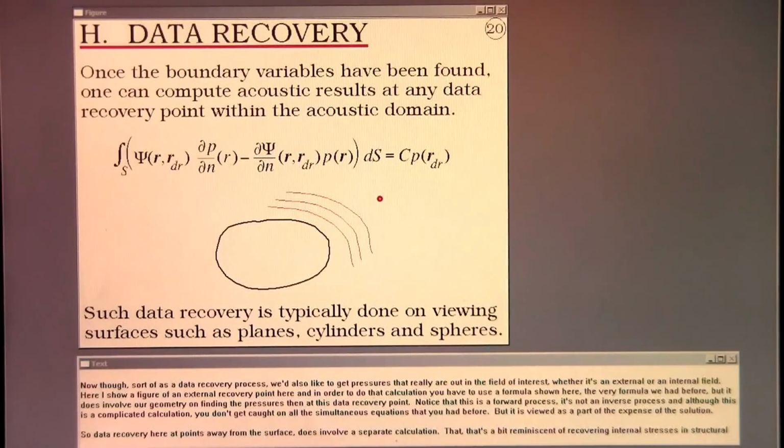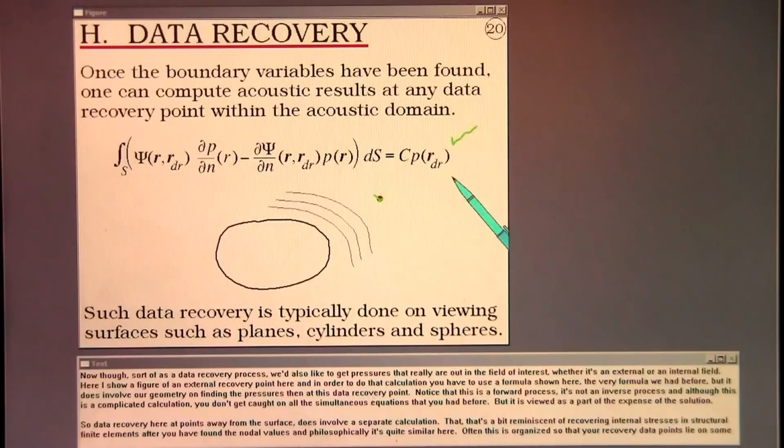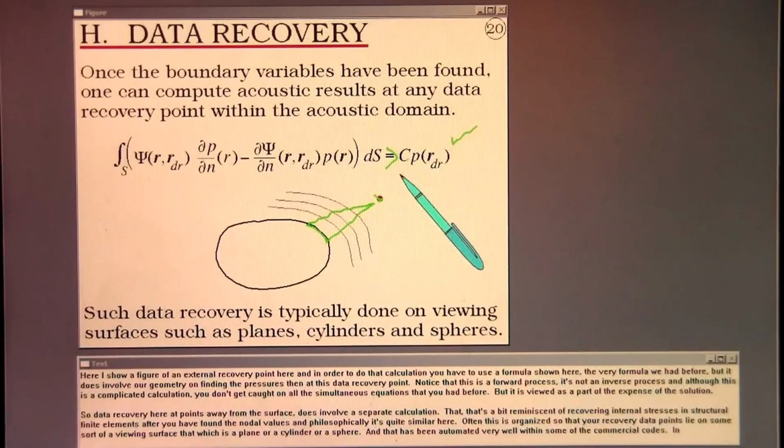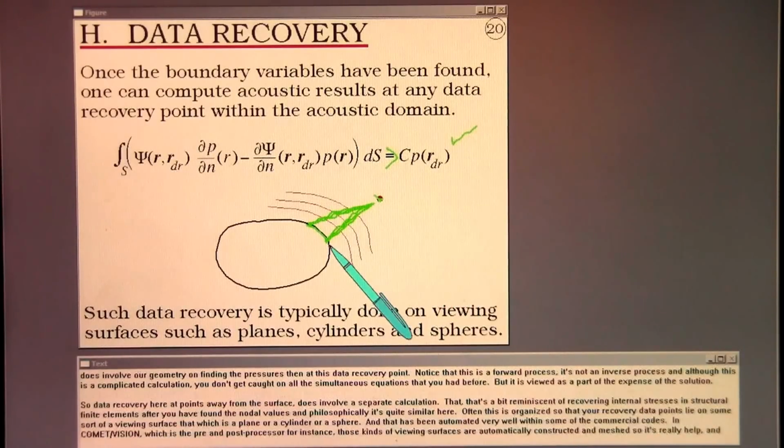Here I show a figure of an external recovery point, and in order to do that calculation, you have to use a formula shown here, the very formula we had before, but it does involve a lot of geometry on finding the pressures at this data recovery point. Notice that this is a forward process. It's not an inverse process. And although this is a complicated calculation, you don't get caught on all the simultaneous equations that you had before. But it is viewed as a part of the expense of the solution. So data recovery here at points away from the surface does involve a separate calculation.